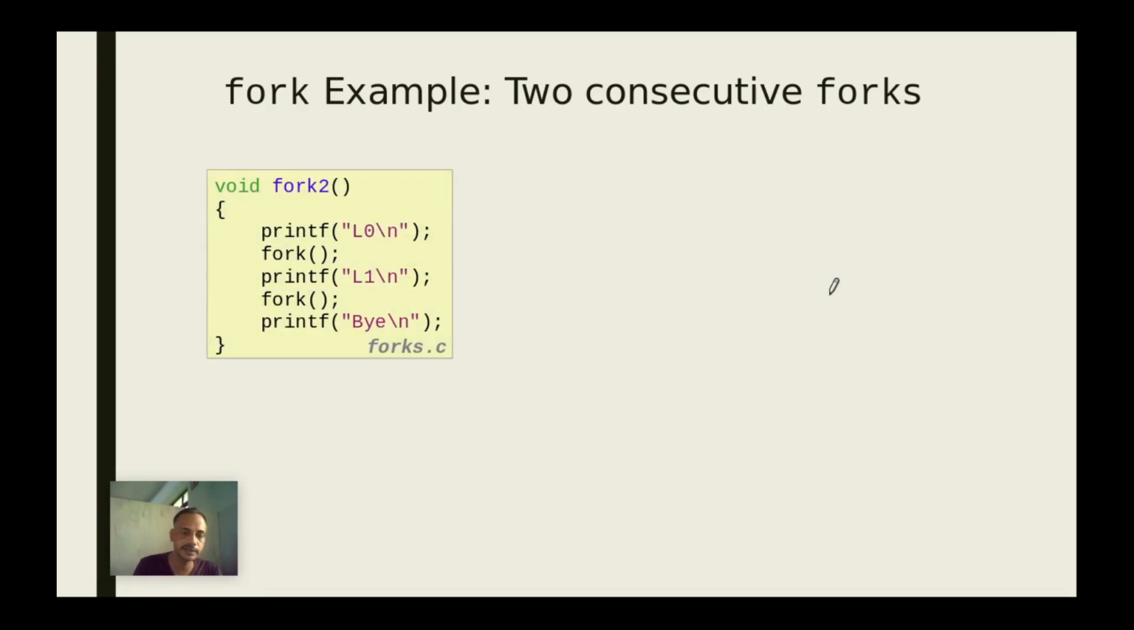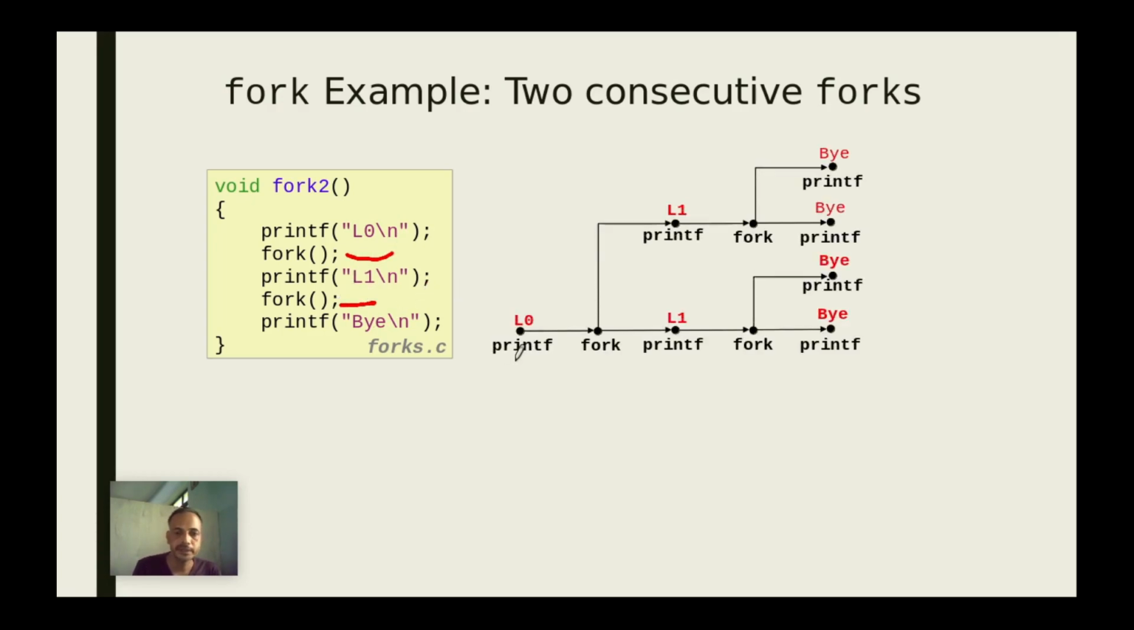Now what if there are multiple fork system calls like this? This is the first fork system call, this is the second fork system call. So how will the execution happen? First the process will print L0, then the fork system call will occur, and a child will get created. Then child and parent will both execute the next printf, that is L1. So L1 will be printed by both child and parent.